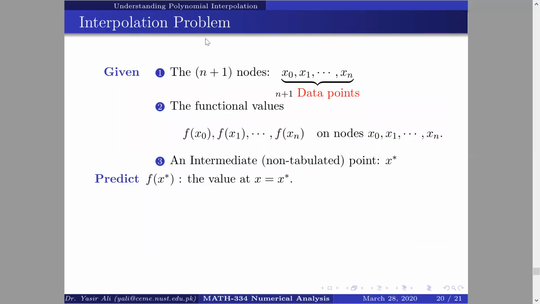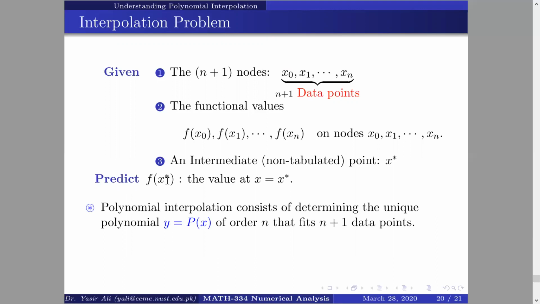So this is the interpolation problem: for given n plus 1 nodes, x0, x1 up to xn, meaning n plus 1 data points, we have the functional values given, and there is an intermediate value x star. This x star is different from these n plus 1 values, and we want to predict the value of the function for this x star. So this is the interpolation problem. We can state it like this.